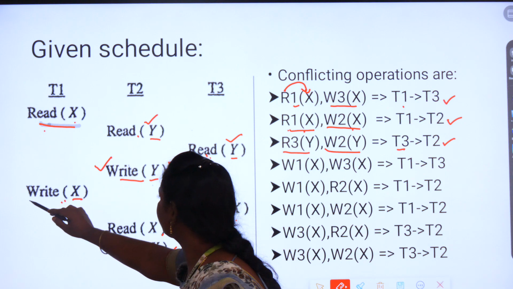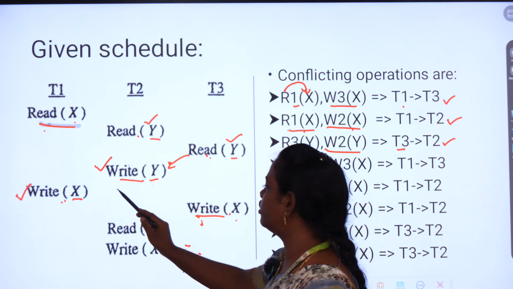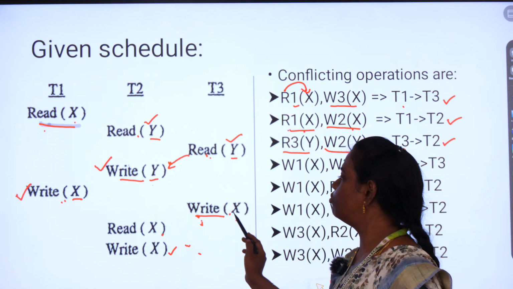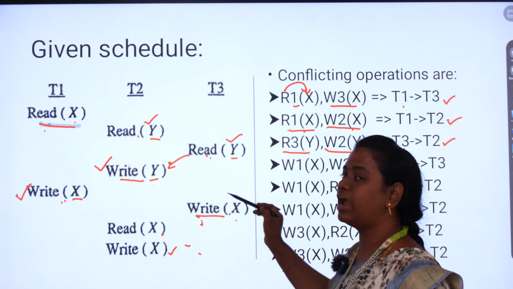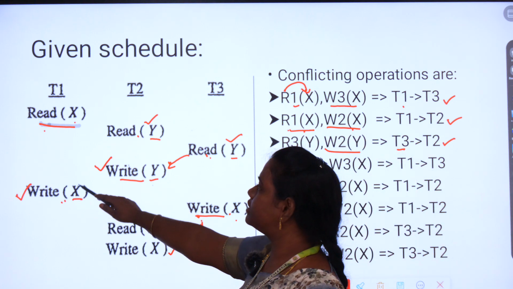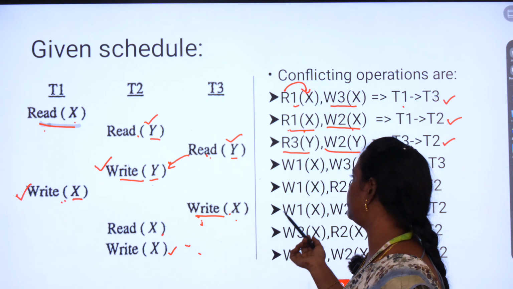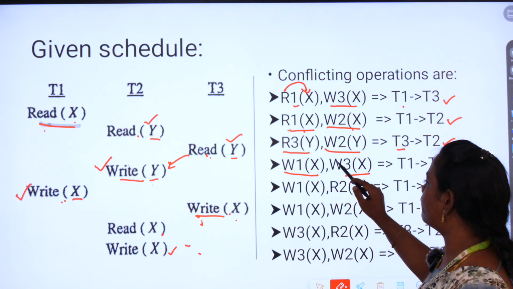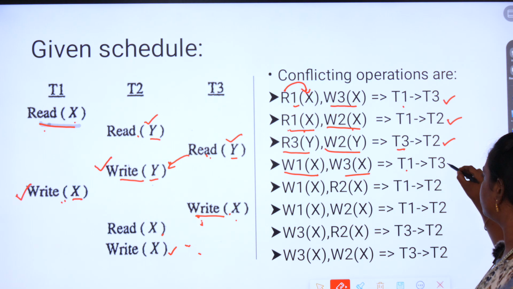And next I am going to check write of x. So write of x I am going to compare with the next instruction, which is write of x. Here both are performing a write operation on the same data, so definitely there is a conflict. I need to update my conflicting operations. This write operation belongs to transaction 1 and this write operation belongs to transaction 3. So W1 of x comma W3 of x. After completing transaction 1, only then will transaction 3 be executed.